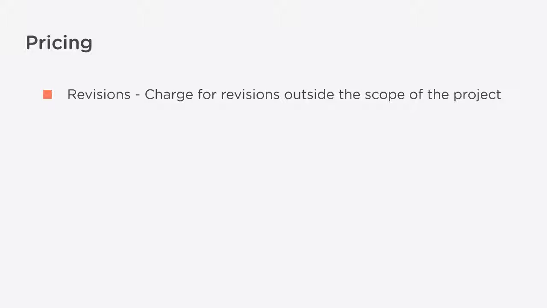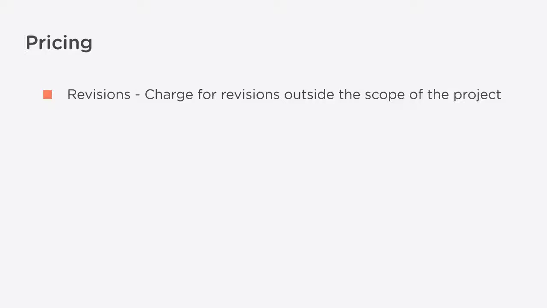First is revisions. You won't always get the project right the very first time, and the client may ask for changes here and there. Now, if these revisions are in the scope of the project, that's fine. But for major overhauls, you should charge an additional fee, otherwise the client will just assume that they can ask for more work without having to pay you. It's also up to you to communicate upfront that any revisions outside of the scope of work will be charged.